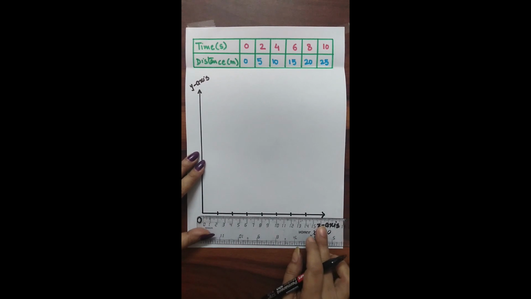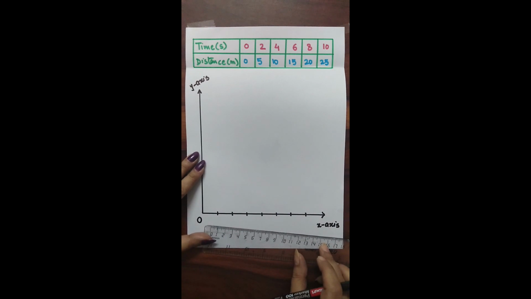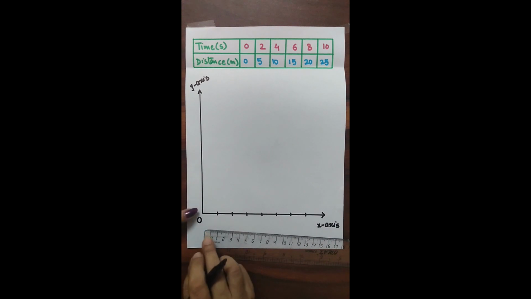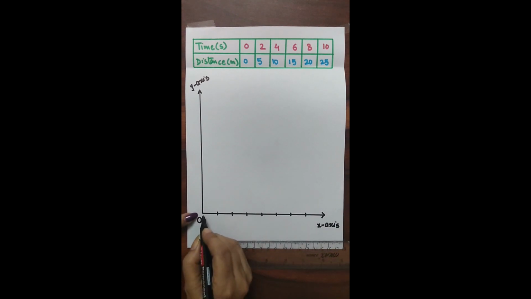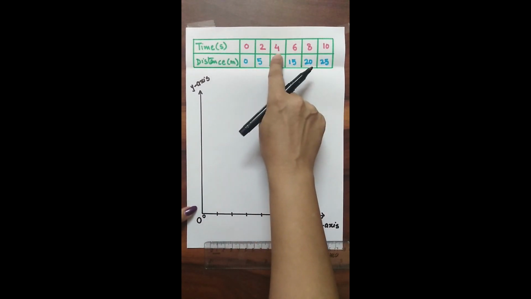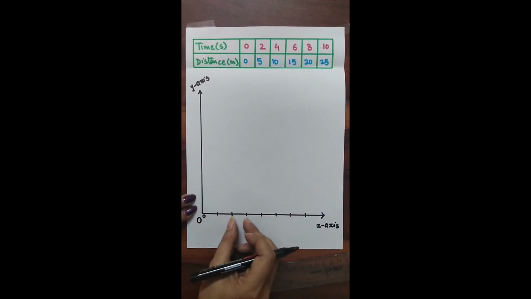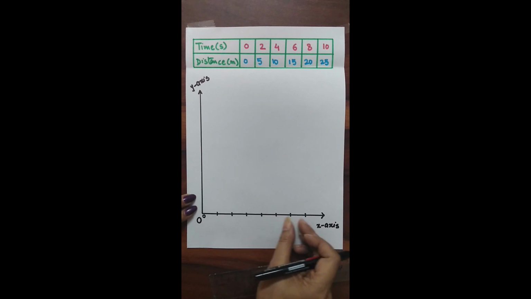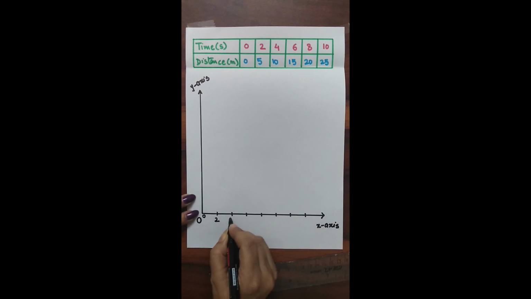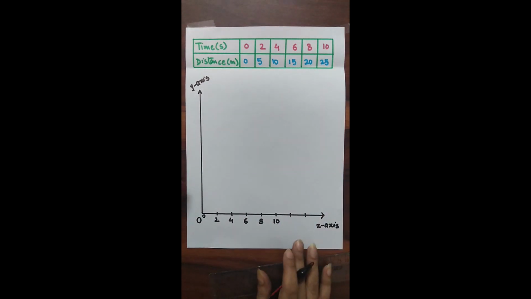So on this x-axis, I am taking time, as time is an independent quantity, and since it is starting from 0, 0 will start from the origin itself. Then time is given as 2, 4, 6, 8 and 10. So each 2 centimeters is representing 2 seconds. So I am writing 2, 4, 6, 8, 10. These two are not required as they are not given in the data.